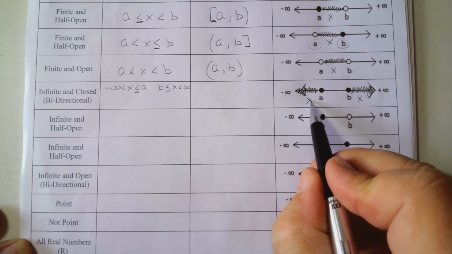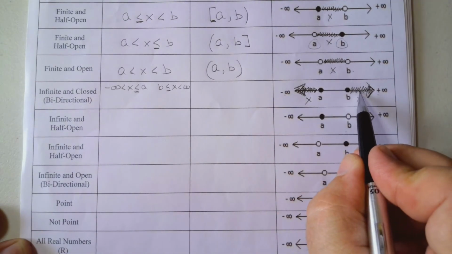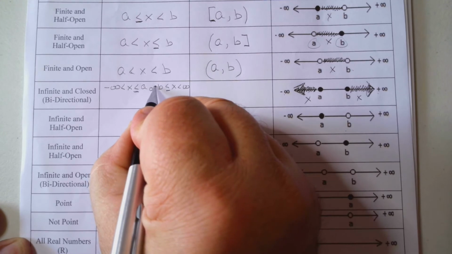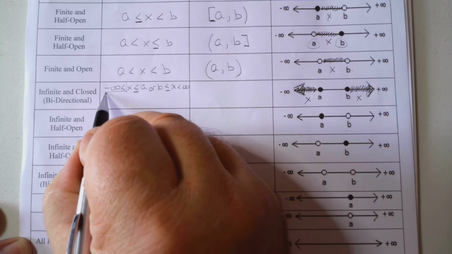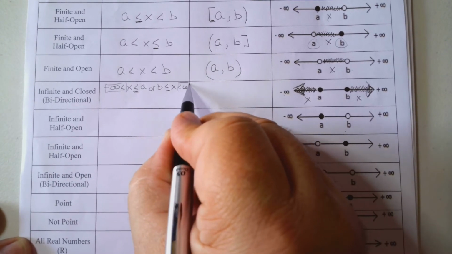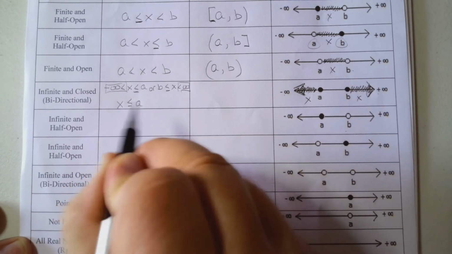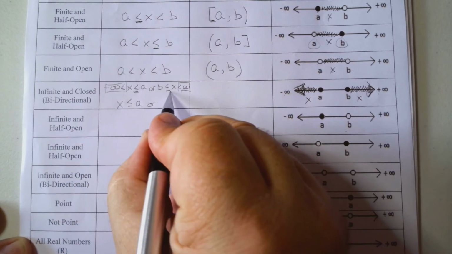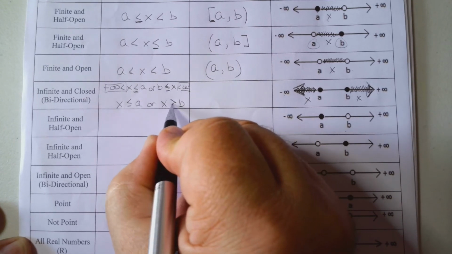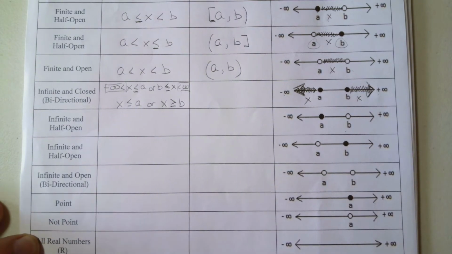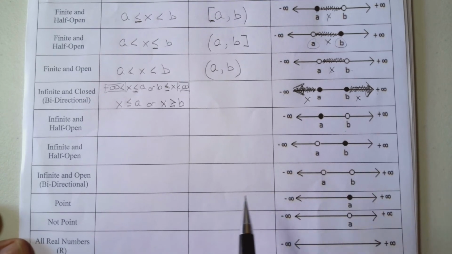But think what this means. If I'm thinking of an answer, the answer could be here, or it could be here. So that's why we put the word or. Remember, these are redundant as above. So, in other words, x could be less than or equal to a, or x is greater than or equal to b. X can be less than a, or x could be greater than b.